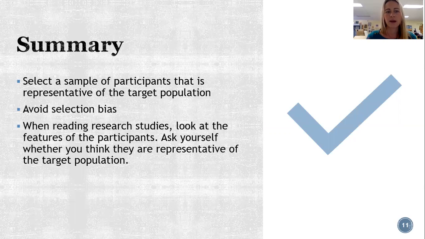So to summarize, we want to select a sample of participants that's representative of the target population. We want to try to avoid selection biases in the research we do. And when you are reading research studies, you should look at the features of the participants and ask yourself whether you think that they're representative of the target population.